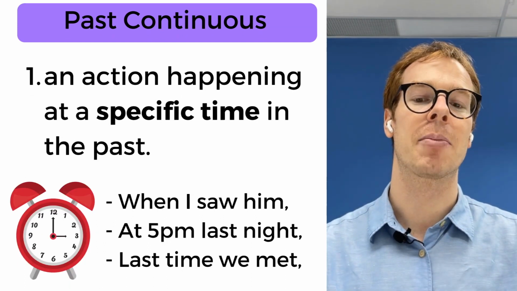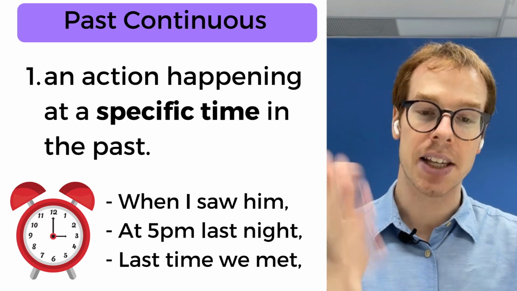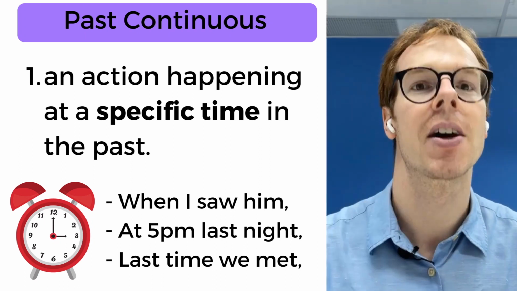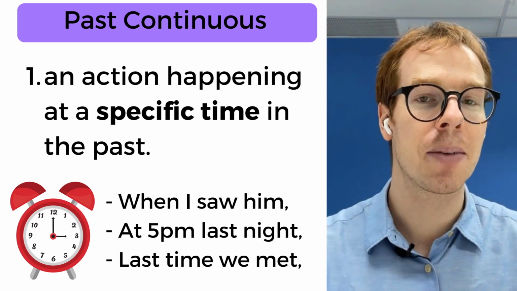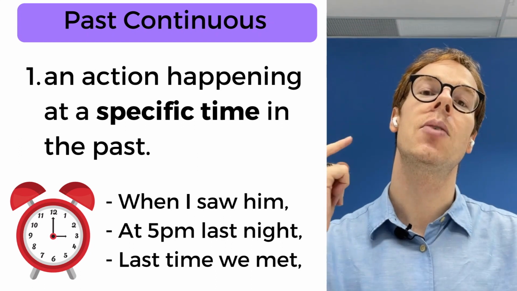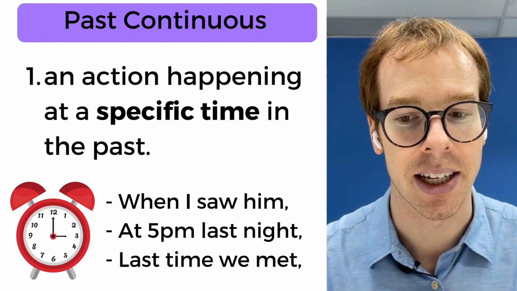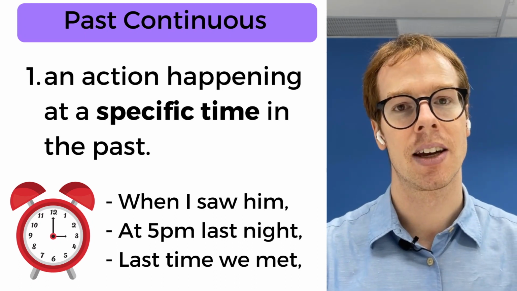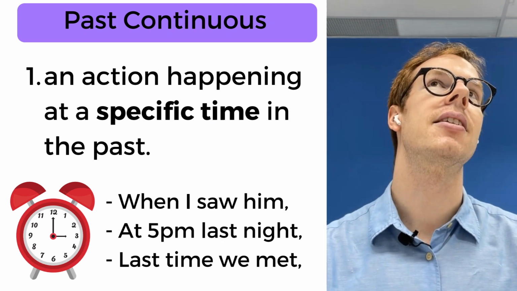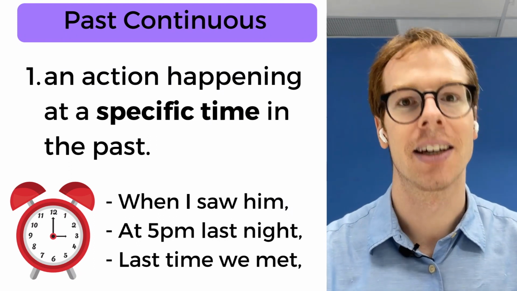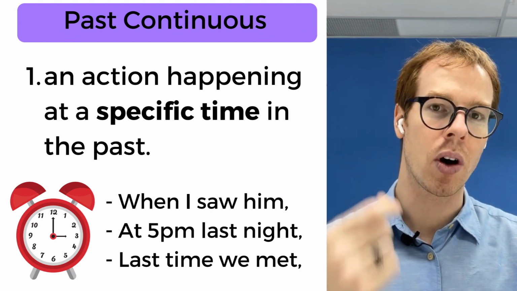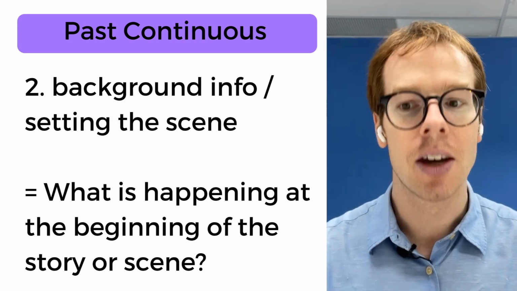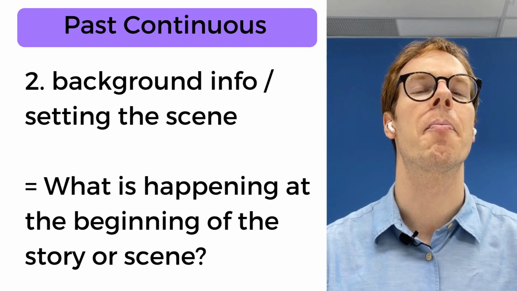So first, specific time in the past. I could say, when I saw him. What was he doing when you saw him? He was brushing his teeth when I saw him. At 5 p.m. last night, what was he doing? He was cooking dinner at 5 p.m. last night. Or the last time we met. Oh, he was living in Japan the last time we met. He was working at a very big bank last time we met. What was the situation at that specific time? We can use ing.